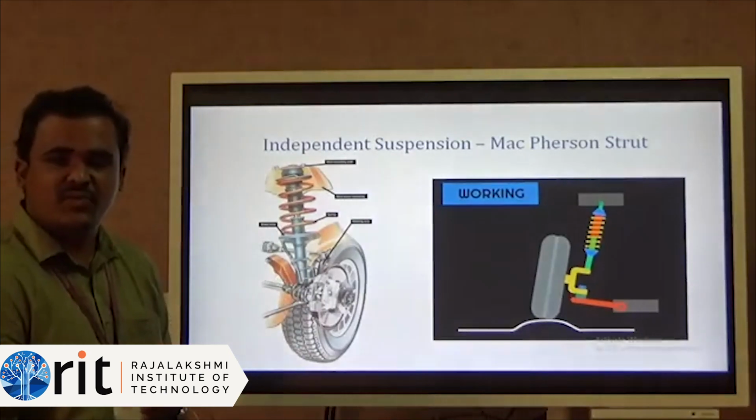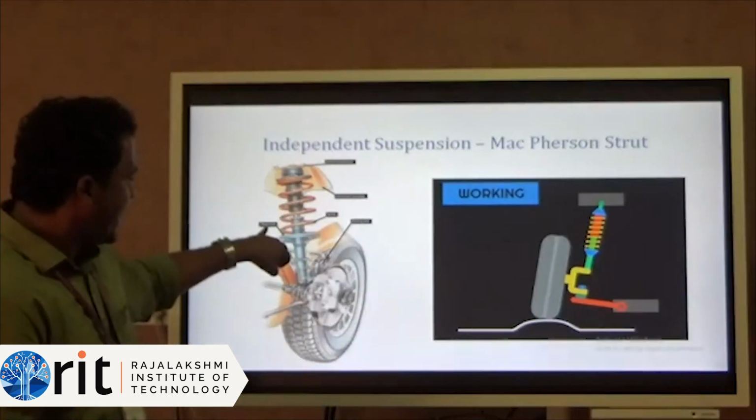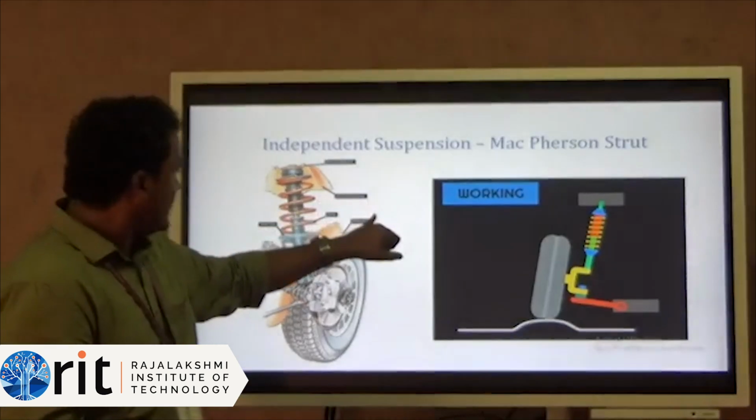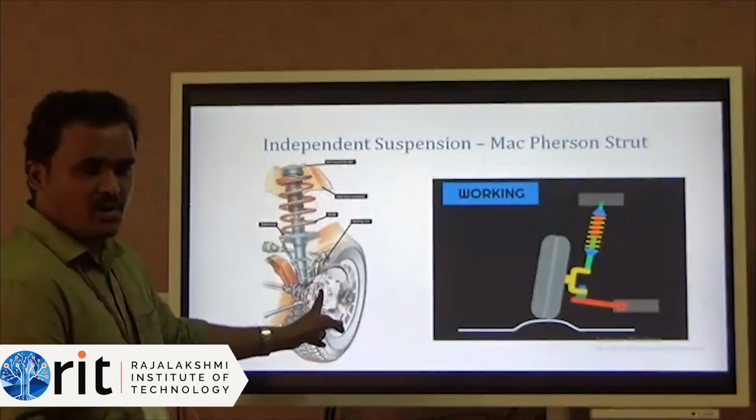Independent system is nothing but for each and every wheel, this type of arrangement will be there. What are the arrangements? The brake hose will be there, the spring house will be there, strut turret mounting will be there, and strut mounting nuts which hold the strut, and the steering arm.